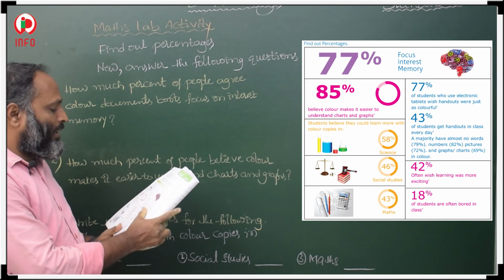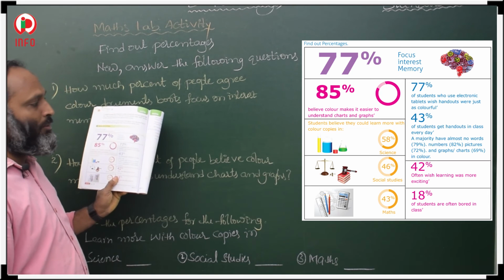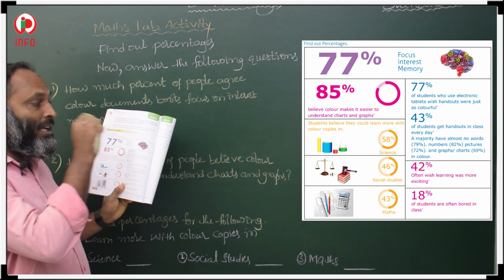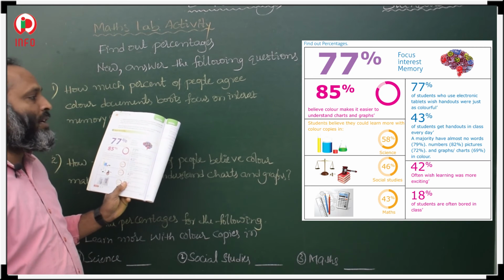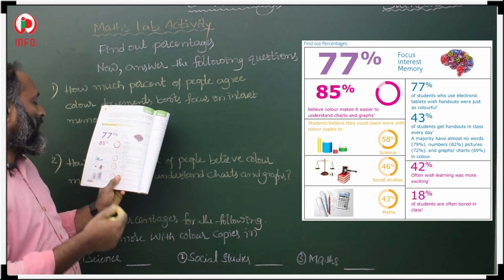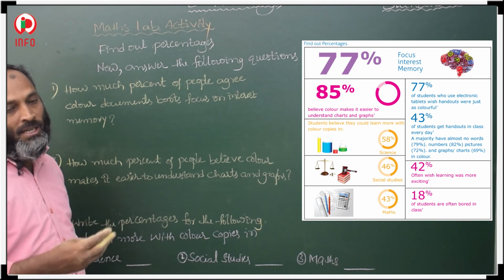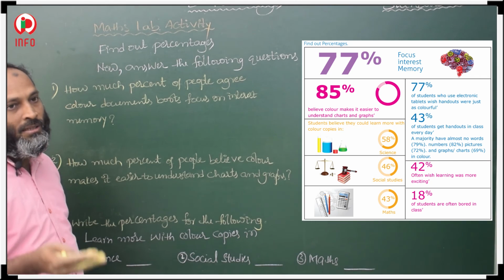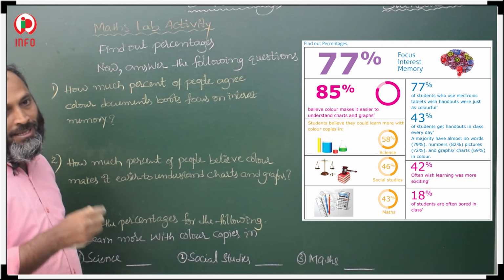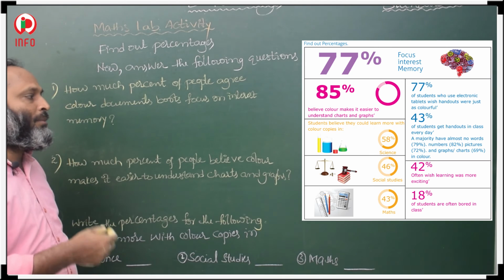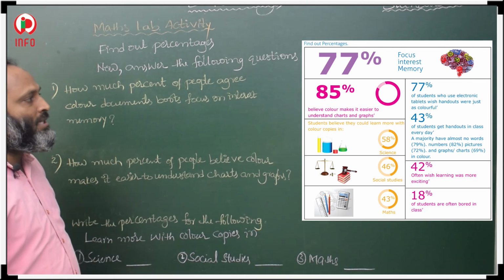77% focus interest memory. 85% of the students believe color makes it easier to understand charts and graphs. Whatever charts and graphs are there, colors make it easier to learn more about them. So 85% of the students believe that.